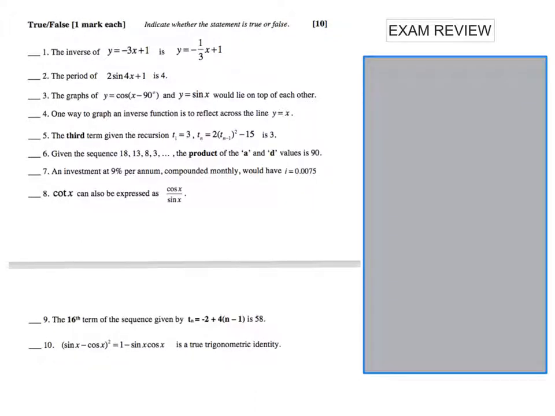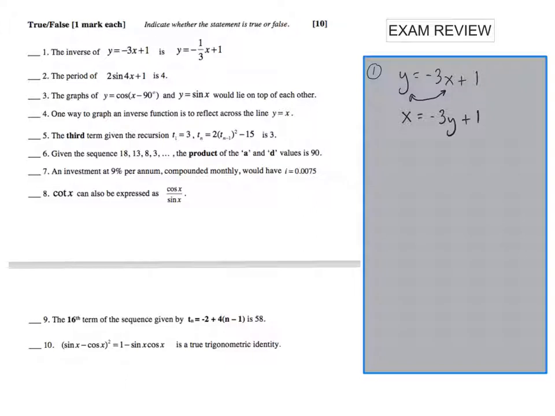Question 1 talks about the inverse of two functions, and we know that if two functions are going to be inverses, there's a set of rules to follow. This is the original function. The first thing you want to do is interchange x and y. So that gives me x equals negative 3y plus 1.